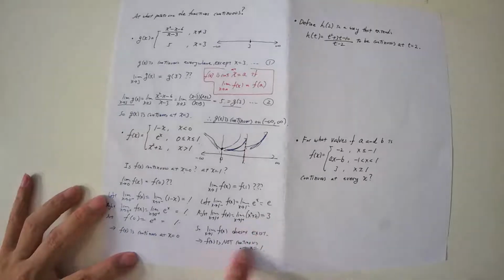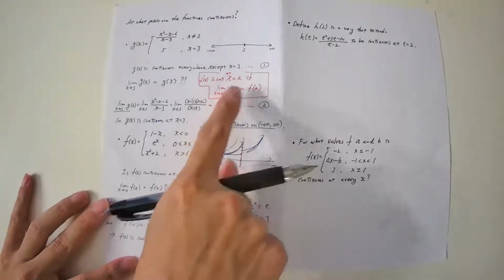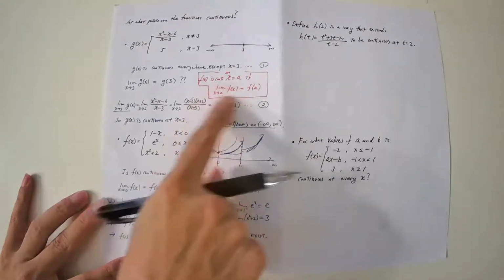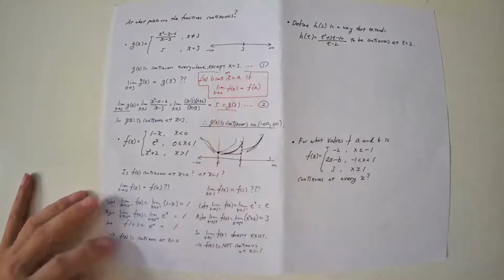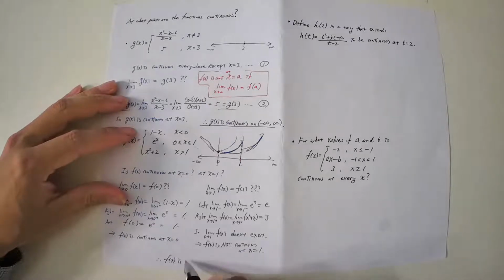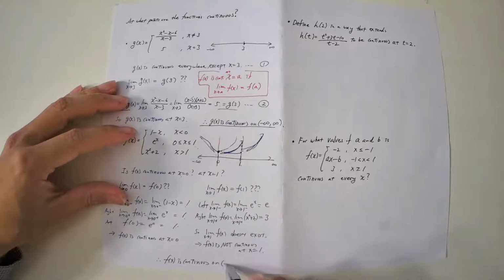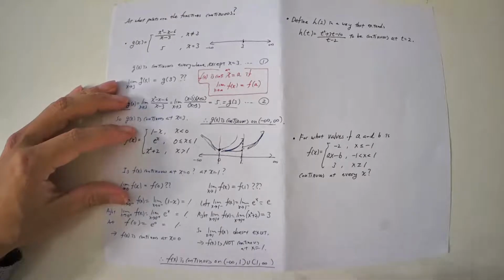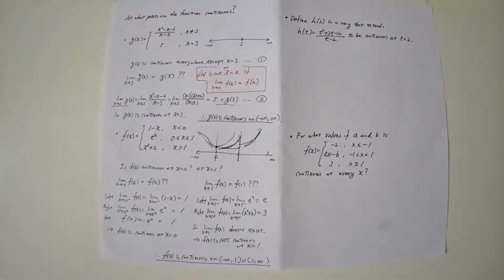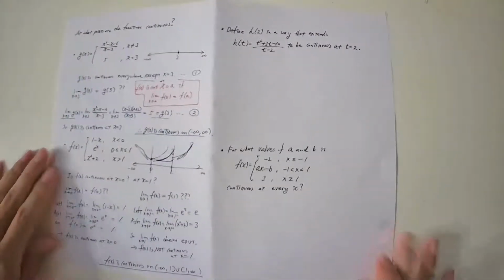So if the limit does not exist, then it's not continuous. The function is continuous if the limit is equal to the value at that point. But if the limit does not exist, then it's not continuous. So, conclusion: f(x) is continuous everywhere except at 1. So negative infinity through 1, union 1 through infinity. Okay, going to move to the next question.